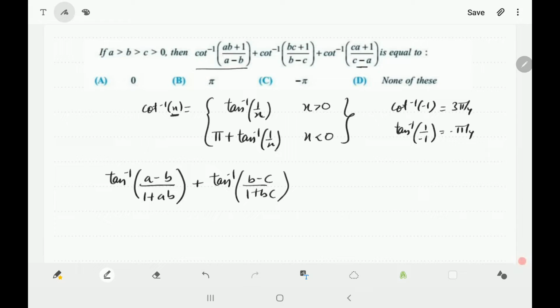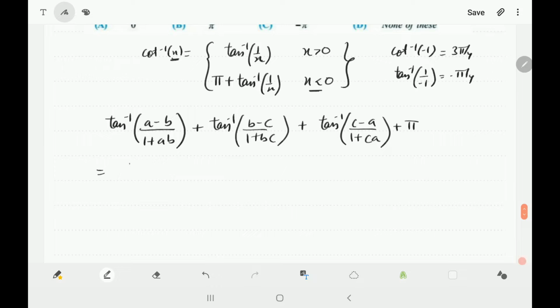Now in this case, for x negative, you have to use the formula C minus A upon CA plus 1. This term, C minus A upon CA plus 1, if you see from the denominator, is a negative term, so you have to write this term as tan inverse of C minus A upon 1 plus CA plus pi. Is this clear? Because for x negative, cot inverse x can be written as pi plus tan inverse 1 by x.